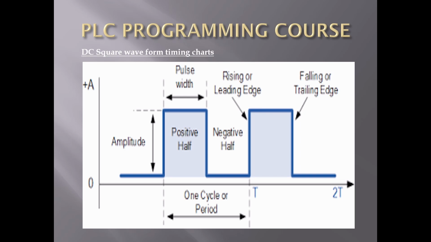A DC square waveform for timing charts. Basically, no matter what your DC voltage is, 5 volts, 24 volts, 12 volts, you have that described as the amplitude. And in your DC square waveform, you have a transition point or a leading edge. You have the amount of time that the voltage is at that level. Then you have a dropping edge, or when the voltage is turning off, and then you will have this cycle again.